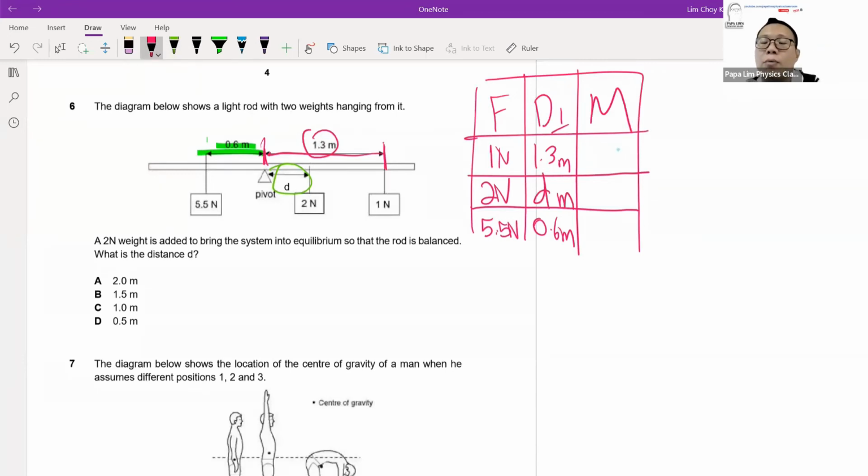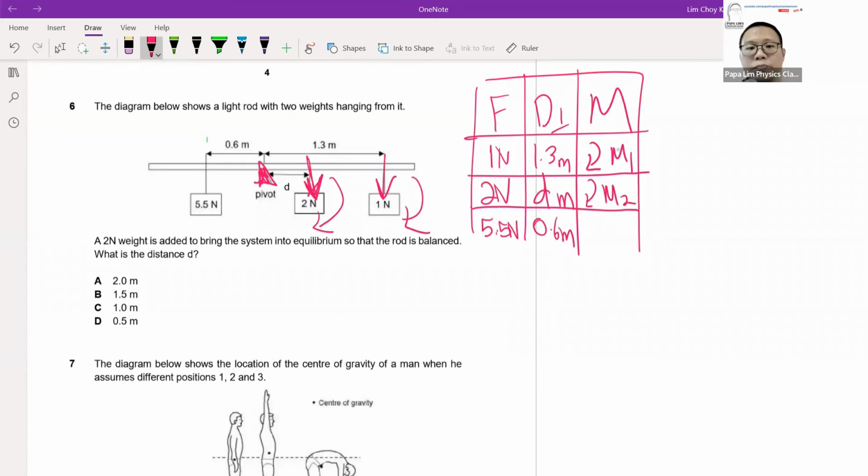Once I have the force and this perpendicular distance, I will identify the direction of moments of turning. For example, the 1 Newton is pointing downwards. With respect to the pivot, the 1 Newton will generate a clockwise moment, which I will label as M1. Same thing for 2 Newton: the arrow is downwards with respect to the pivot, so the force 2 Newton will generate a clockwise moment. I'll label it as M2.